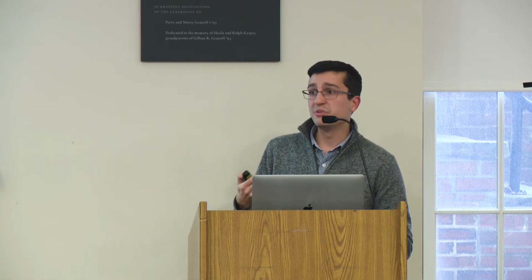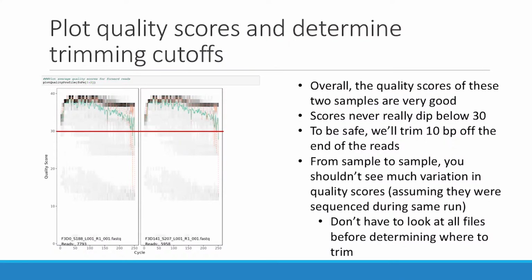So the first thing you do with your actual data is you plot the quality scores and determine your trimming cutoffs. The first block is run on the forward reads, and it should look something like this.